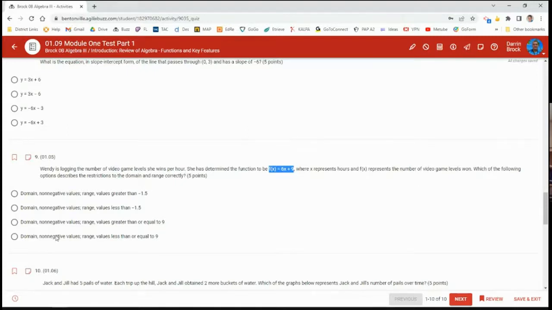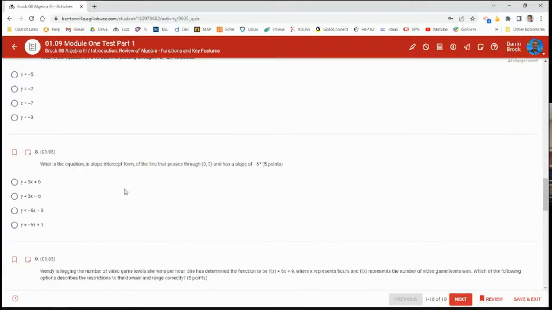So all of those are the same, but the difference is the range. Are the ranges all greater than -1.5? Or are they all less than -1.5? Are they greater than or equal to 9, or less than or equal to 9? So you've got to look at that equation and figure out the range of it. You may need to graph that equation. If you graph it, it might be easier to tell what the range is when the x is all non-negative values.